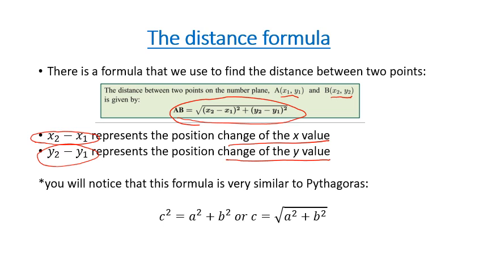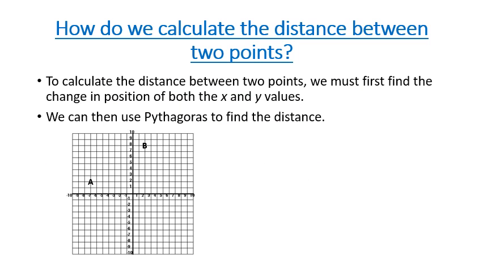And hopefully you will notice that this formula is very similar to Pythagoras, c squared equals a squared plus b squared, or c, which in this case is our AB, is equal to the square root of a squared plus b squared, where a squared is the change in our value of x, and b squared is the change in the value of y. So using that formula, how do we calculate the distance between 2 points? Here's our example.